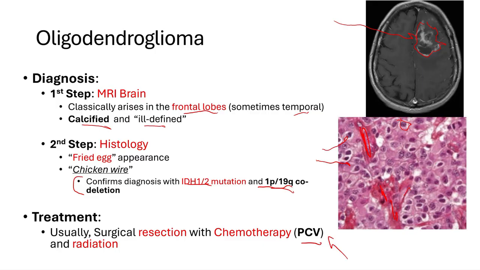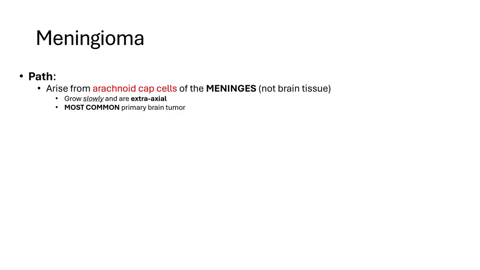Next, we'll talk about the benign tumors, beginning first with meningioma. These arise from arachnoid cap cells of the meninges, so it's not actually true brain tissue. This is very slow growing and is extra-axial. Again, this takes place outside of the brain. But this is the most common primary brain tumor that is benign. So meningiomas are typically benign tumors that arise from these arachnoid cap cells. They are slow growing and they are extra-axial.